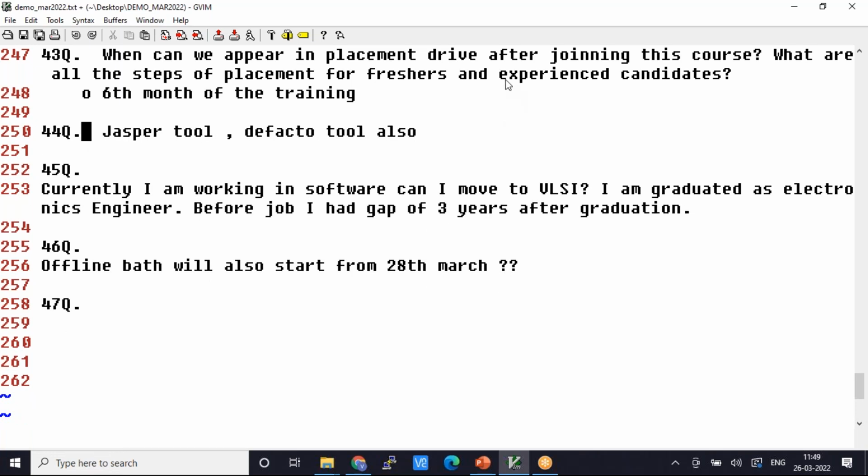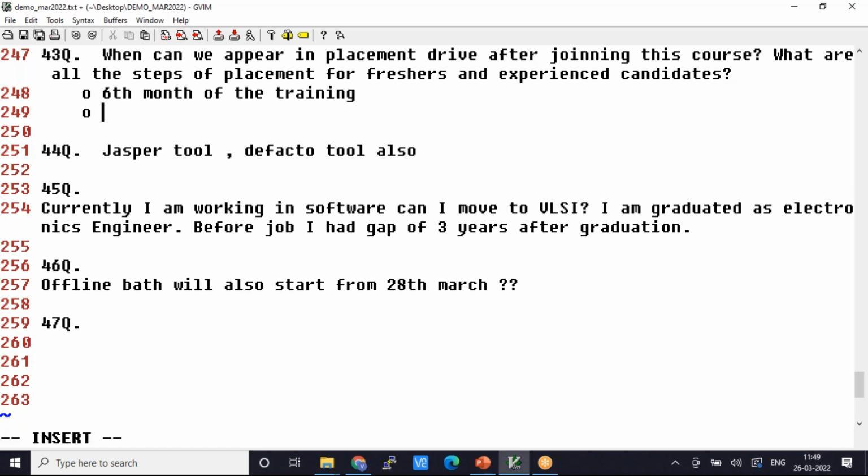For experienced people, there is no support required. Even today, we get mail from many companies. I can't tell you the company names. They tell me that if you provide good experienced engineers who can clear the interview at 3 years experience, they will pay me 75,000. There are companies like that. Why? Because there is so much shortage of experienced candidates.